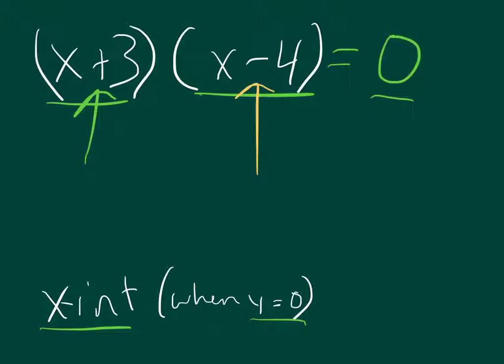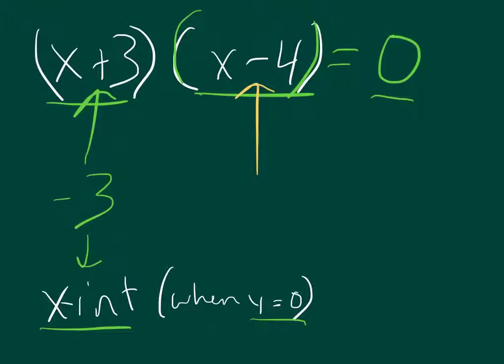So first, we just got to find out how I can make x plus 3 equal 0. What value for x makes x plus 3 equal 0? Well, that's going to be negative 3. Negative 3 plus 3 is 0. 0 times this factor, again, is always going to be 0. So negative 3 is one of my x-intercepts.